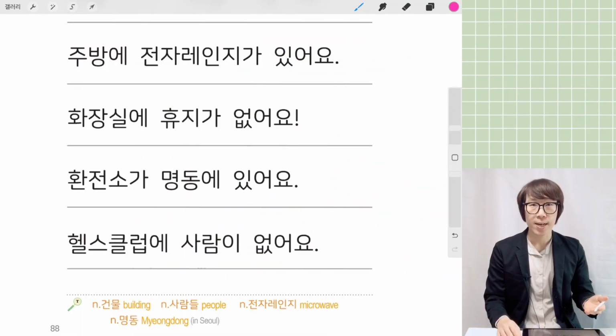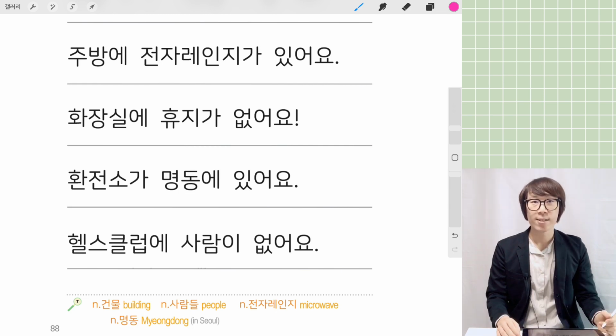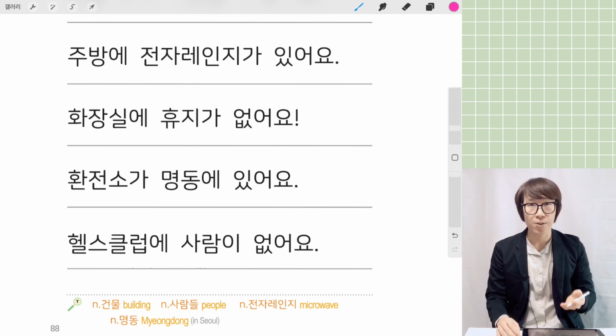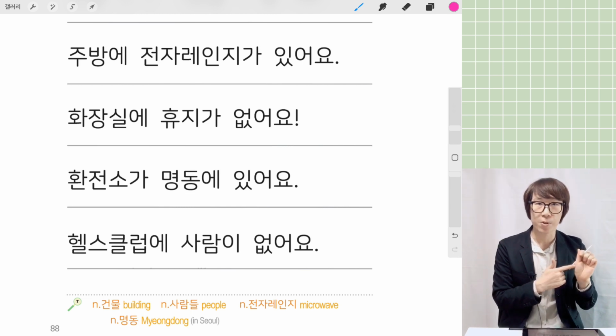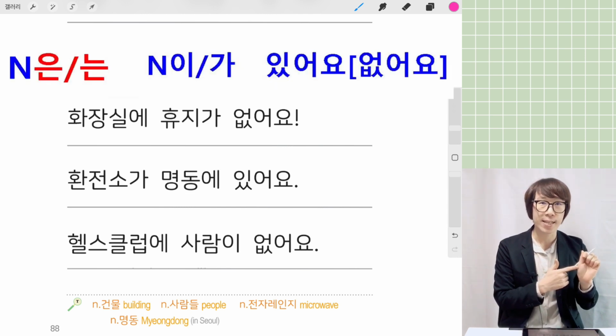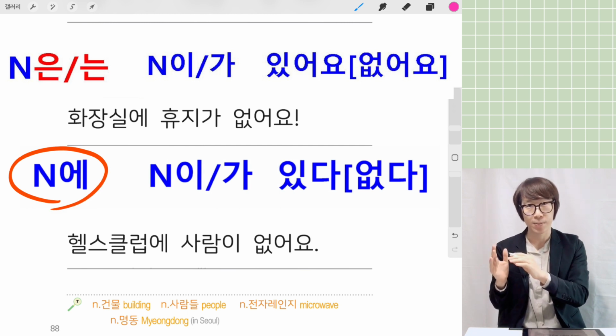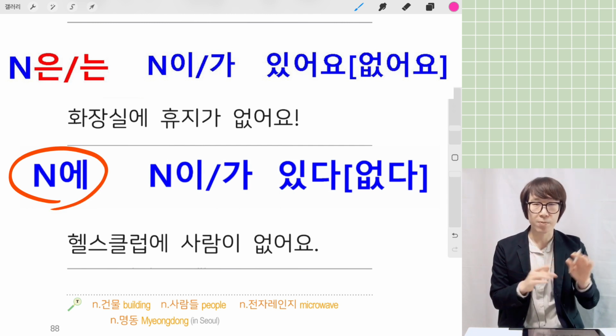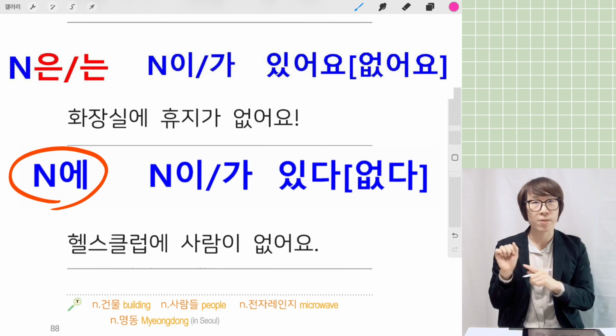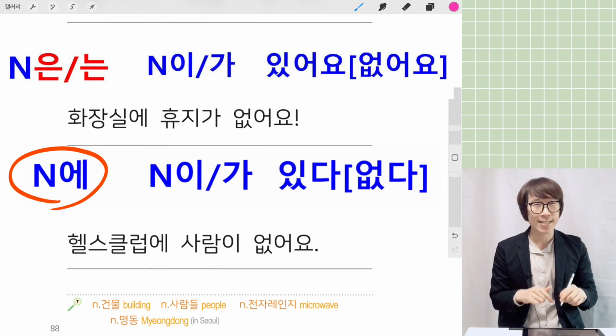So what do you think about noun에 noun이/가 있어요 없어요? In this lesson, I want you to know it's different from chapter 2, 은/는 이/가 있어요 없어요, and chapter 4, noun에 noun이/가 있어요 없어요. The translation is different. So this lesson's key point is that the translation is different from chapter 2 and chapter 4.